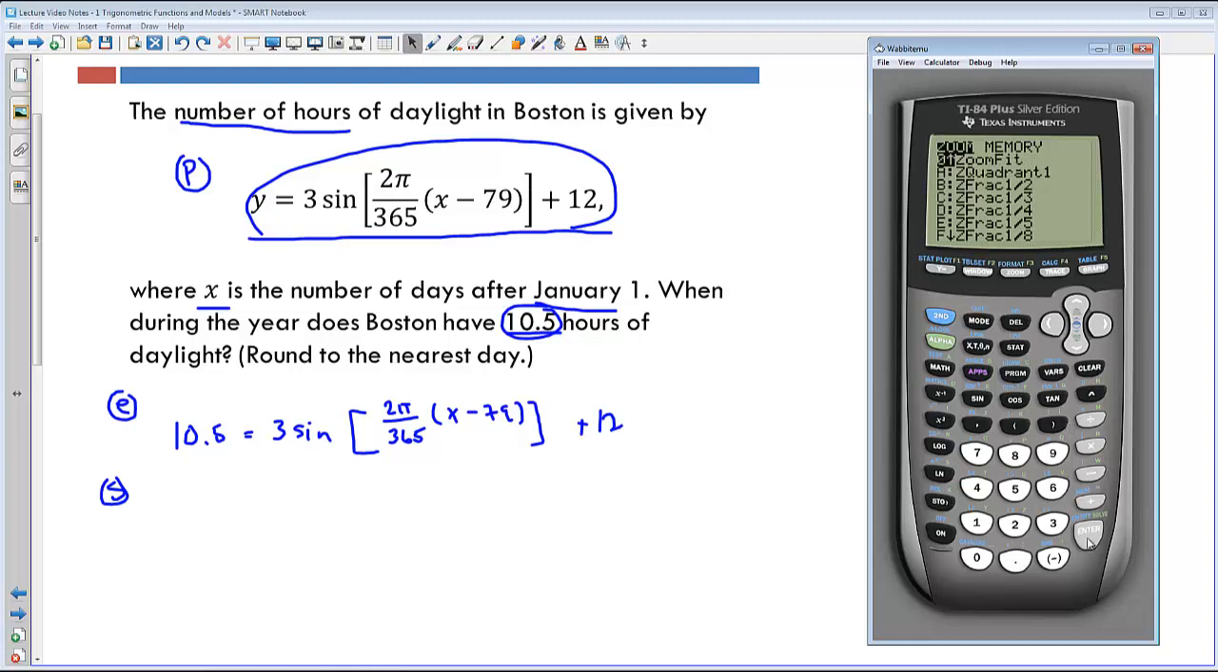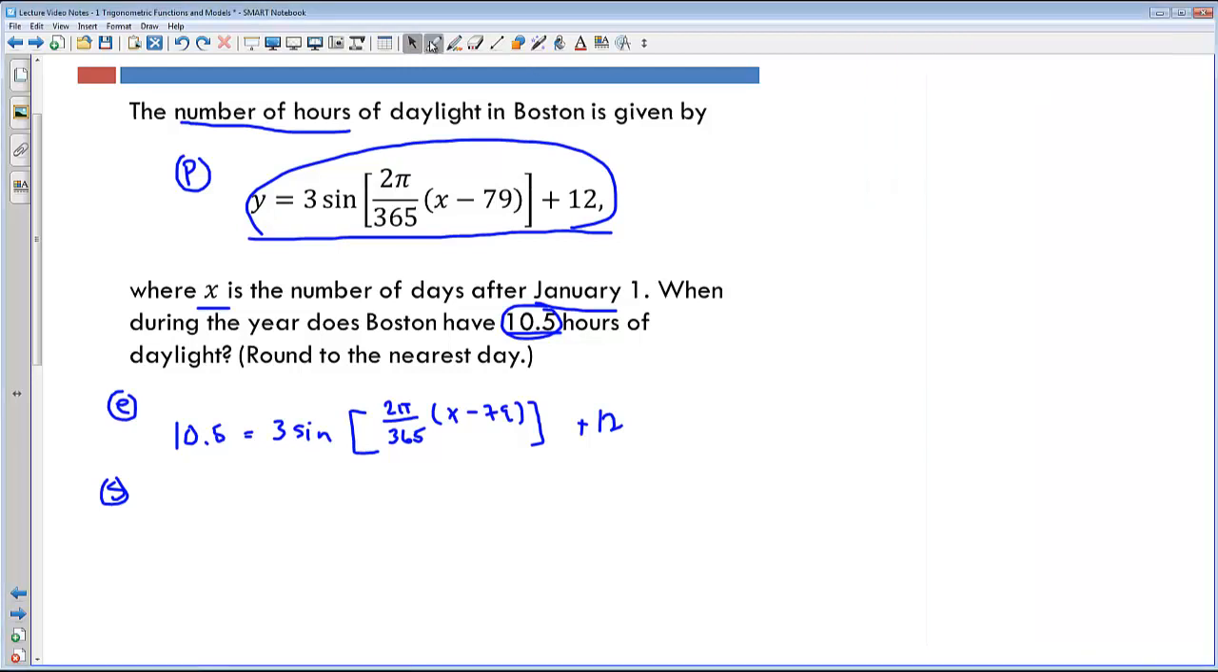So I'm going to zoom fit it, I hit enter, and you should see basically the number of daylight hours is going to go up, and then it's going to go down. And we're looking for when it's 10.5, and you see that there's not just one time of the year, there's actually 2 times of the year that Boston will have this 10.5 hours of daylight. So I'm going to copy that picture down so I can get partial credit for my work if I make a mistake.